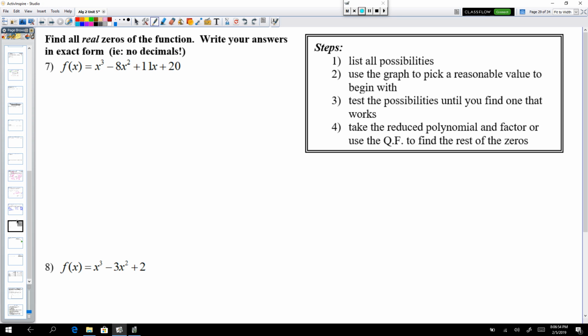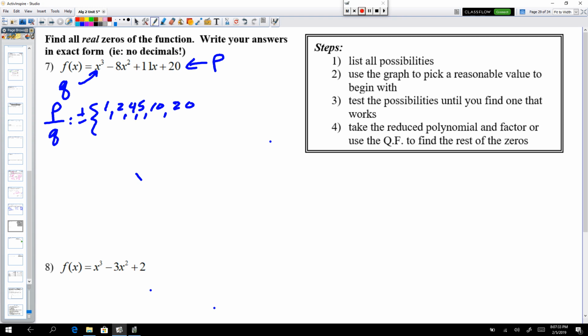So here are the steps we're going to do. First of all, we're going to list the possibilities so that we can narrow down the field of options. So remember, the possibilities, those are found by P over Q, right? So we're going to list our possibles, P over Q. So P over Q for us is positive and negative. Now we have to think of all the different things that multiply to P. So that's 1 and 20, 2 and 10, 4 and 5. I think that's it, right? Yeah. So 1, 2, 4, 5, 10, and 20.